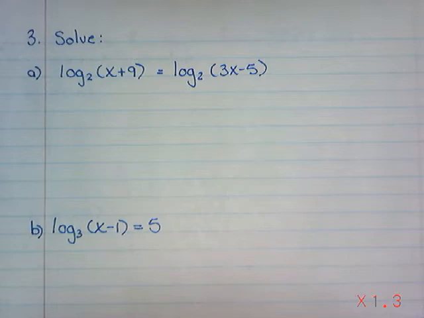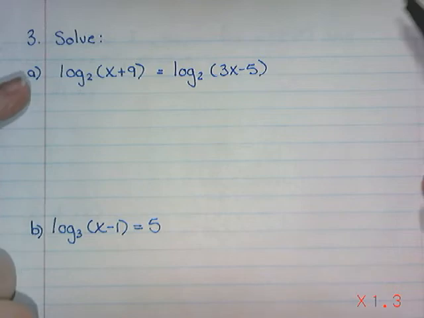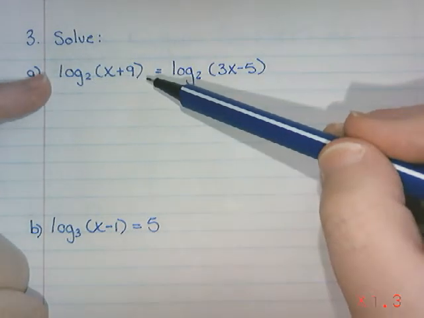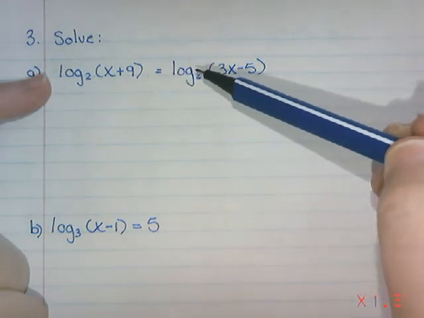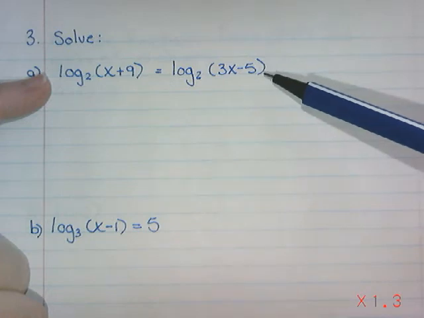This is part 3 of our video on logarithmic functions review. This is question number 3, which says solve each of the following. So I have log base 2 of x plus 9 equals log base 2 of 3x take away 5.